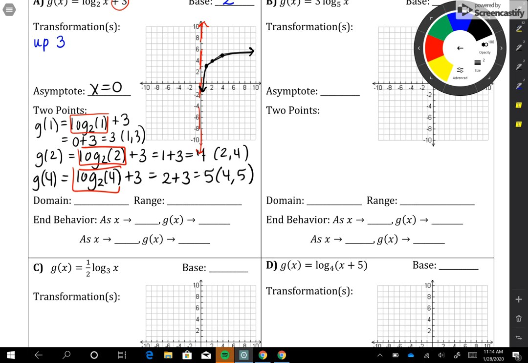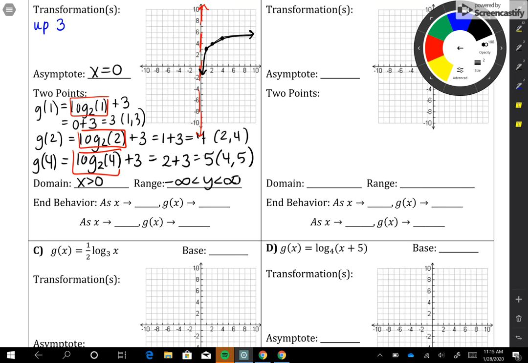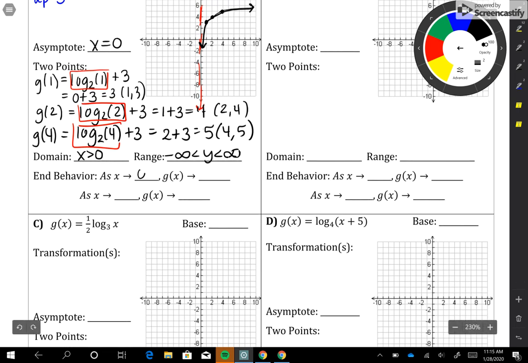Okay, the domain, because we have not moved right or left, our asymptote is still at 0, is x values greater than 0. The range is always negative infinity to positive infinity because our y values are infinite. And now our end behavior. As x approaches, now we have to put our value of our asymptote here. It's still at 0, and we're going to put 0 with that little plus sign as a superscript. That means 0 from the right. As I come in toward my asymptote, my y values are going to negative infinity. And then as x approaches positive infinity, my y values are also approaching positive infinity.